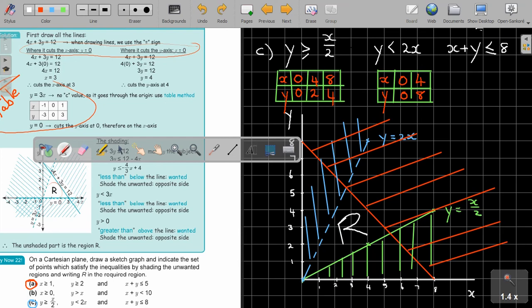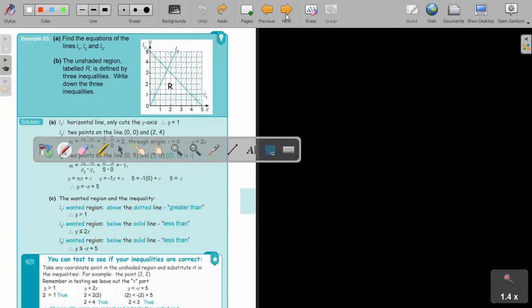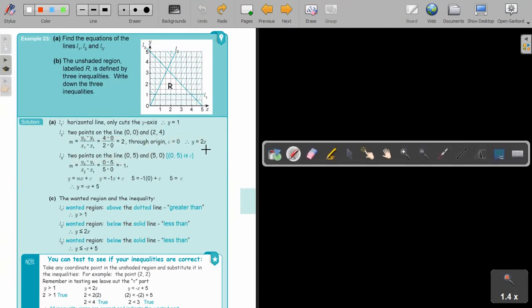Just remember, if there's not a C value, create a small table. If there's a C value, you can do the method where it cuts the x-axis and where it cuts the y-axis. Okay, we're going to the finals of this video. Just the last one. I give you the lines and I want you to write down the required region. So you can find the equations of the lines using the method we did in coordinate geometry. You can find the gradient, and then substitute to find your value of C.